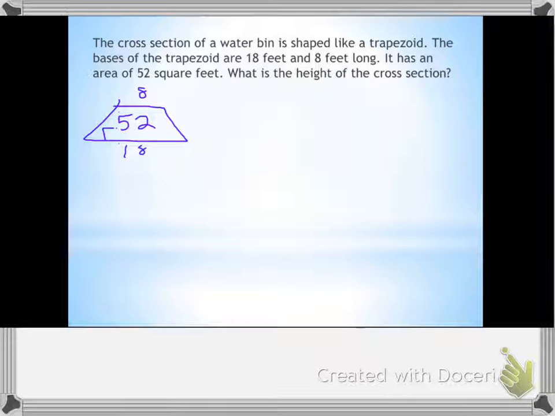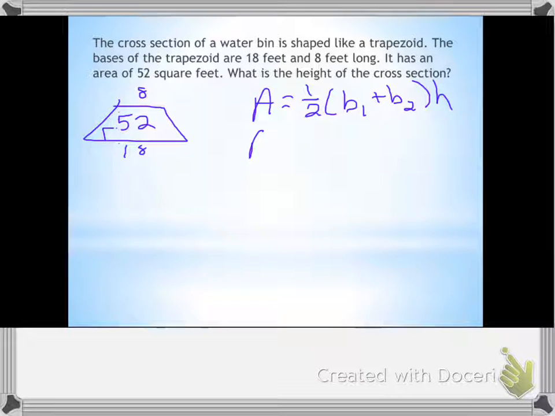Although sometimes it's going to ask you things like, how many cans of paint does it take to cover the shape of something that is a trapezoid? Or how many trapezoid faces could you paint if you had so many gallons of paint? Those types of things. Our formula: area equals 1/2 base 1 plus base 2 times height.